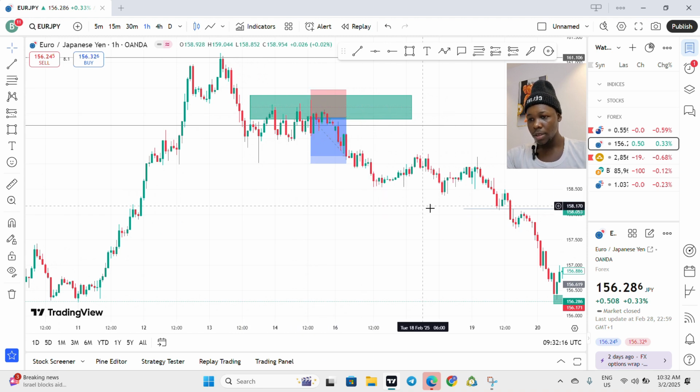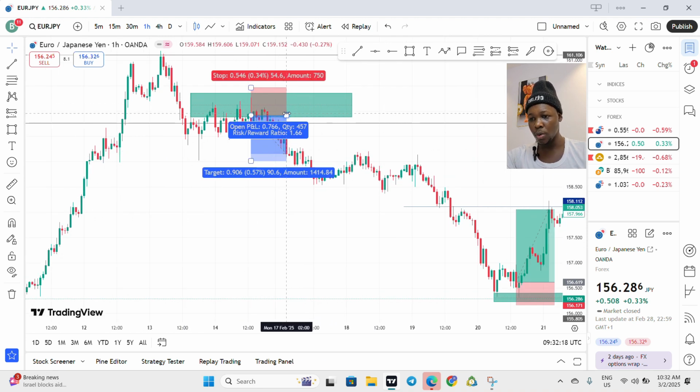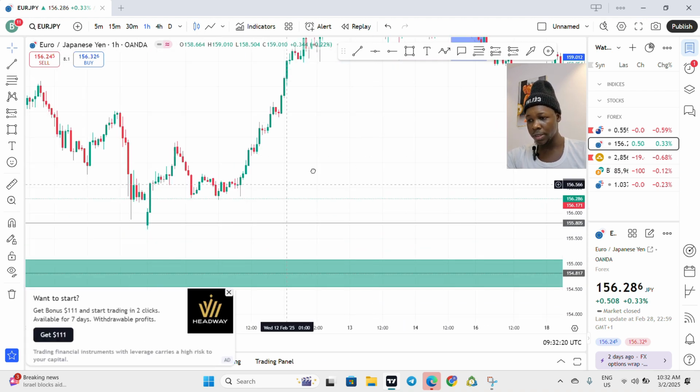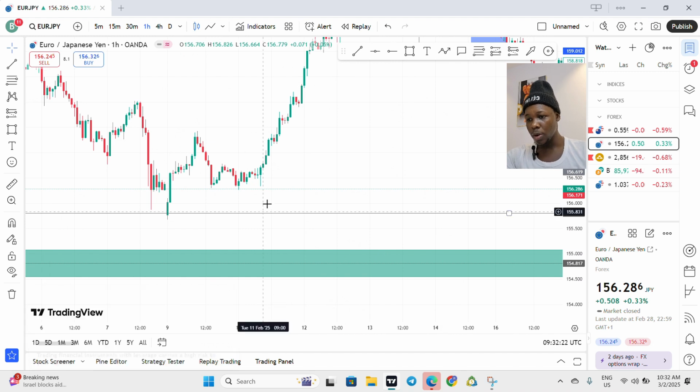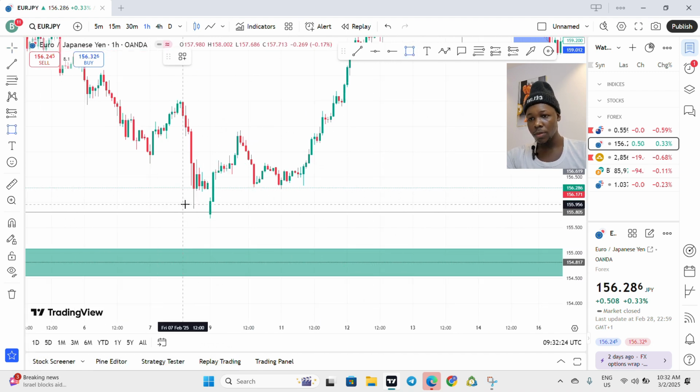You understand? And if you look here, the market is in a bearish trend. So we are looking for the push in a bearish trend, not in a bullish trend. Then coming to bullish trend, we have rejection over here.